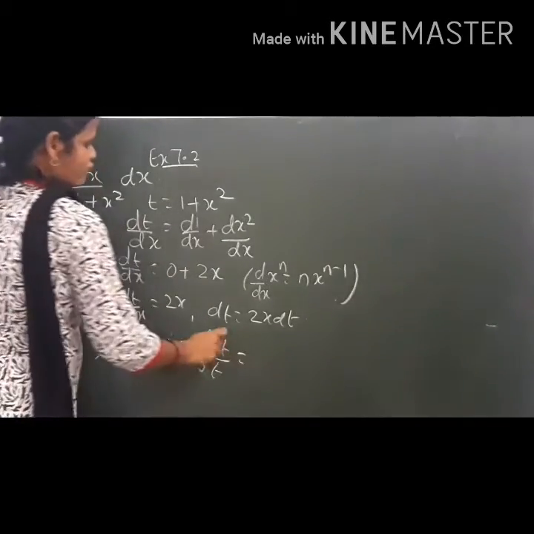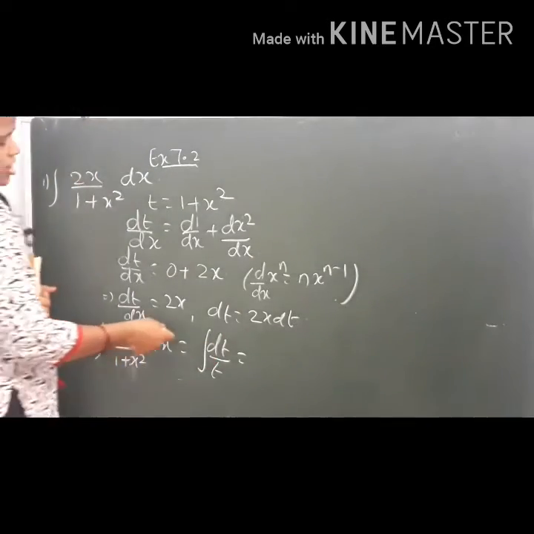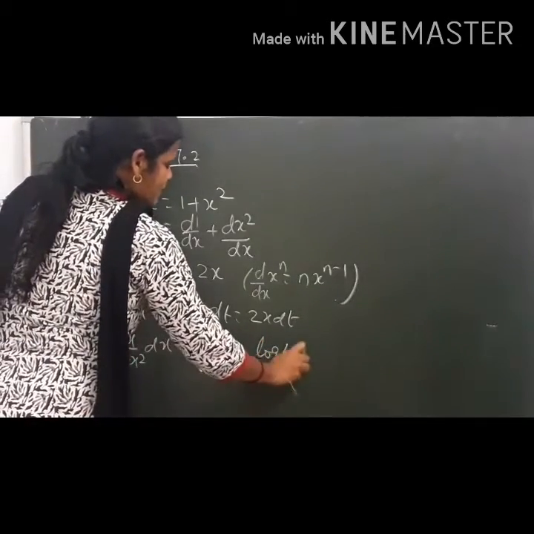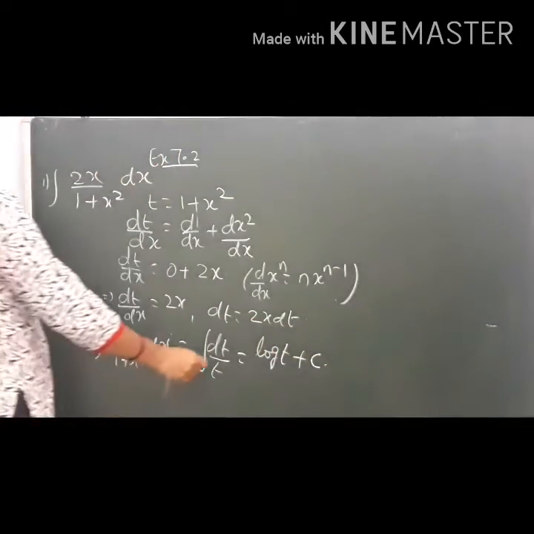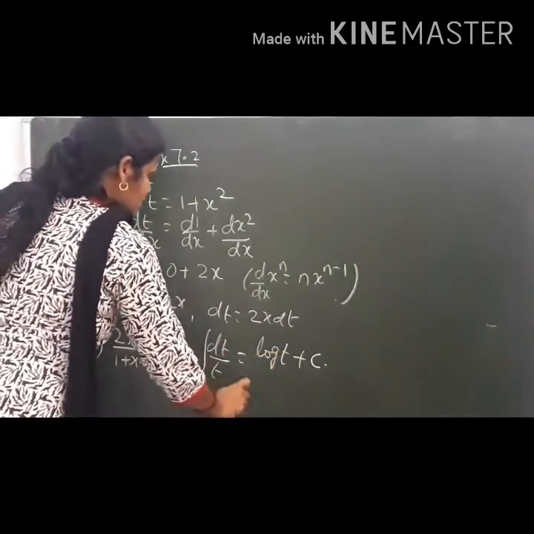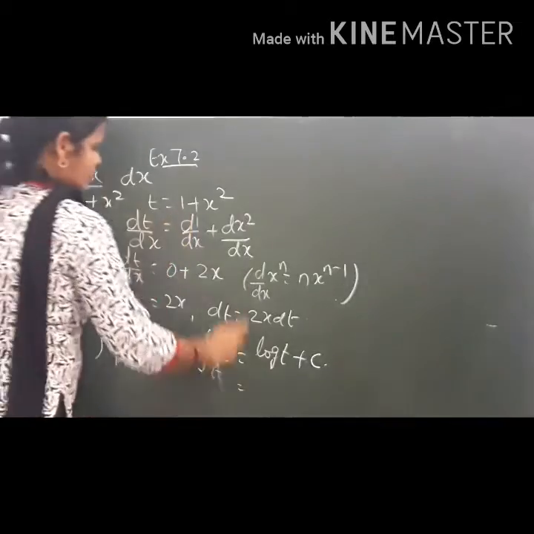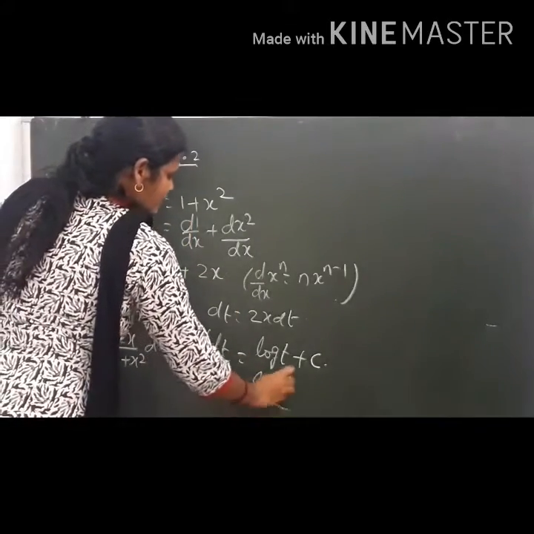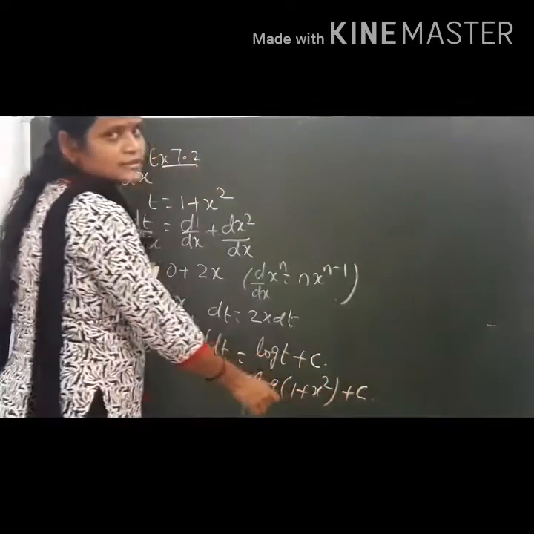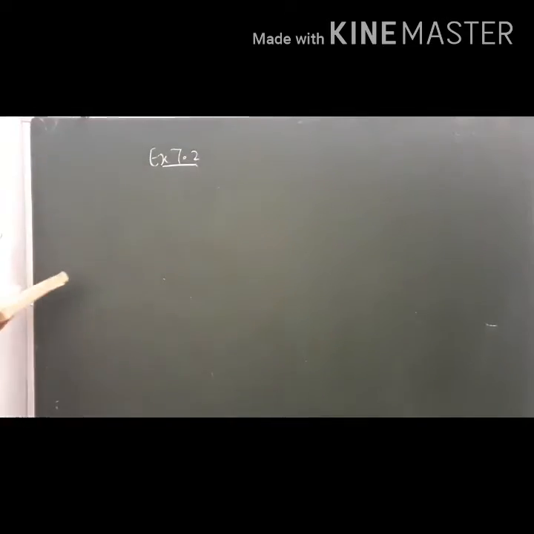So the integration of 1 by t is log t, plus c. What is the c? The integration constant, it is important to write it down. So what is the answer? In place of t, we had taken 1 plus x square. So log of 1 plus x square plus c. This is the answer. So now question number 2 of exercise 7.2.